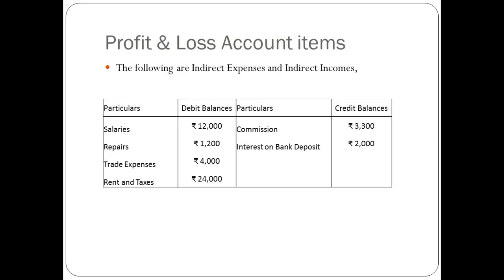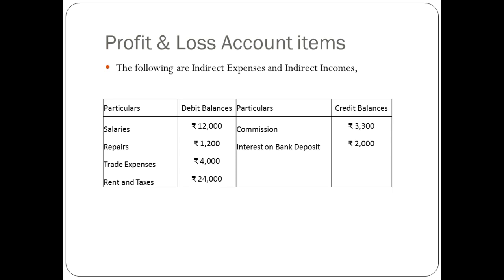Now after having completed our trading account, we again go back to our trial balance to identify the indirect expenses and indirect incomes which shall form a part of our profit and loss account. As you can see on the slide, salaries rupees 12,000, repairs rupees 1,200, trade expenses of rupees 4,000, rent and taxes of rupees 24,000 are expenses which are indirect.